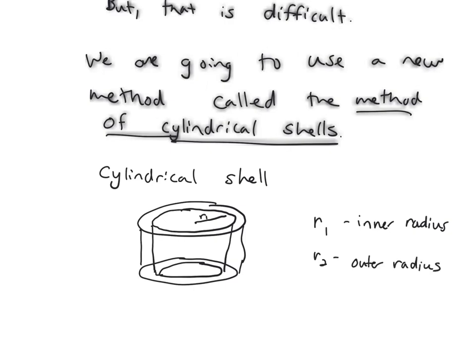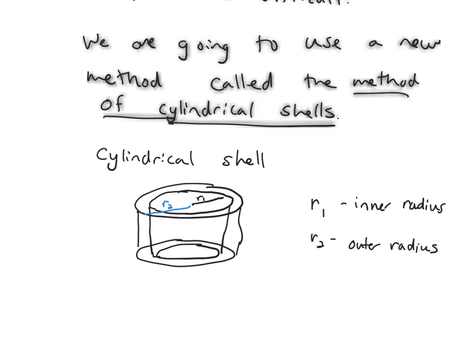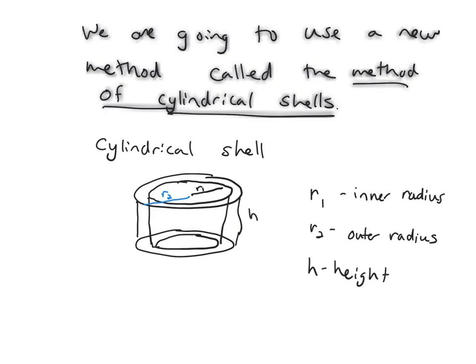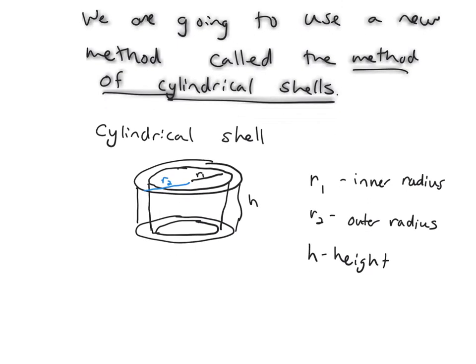R2 is your outer radius. So it would be all the way out to the outside. That's R2. And then I also have height, which is the height of this shell, of the cylinder, H. Okay, and I need to calculate the volume of this cylindrical shell.